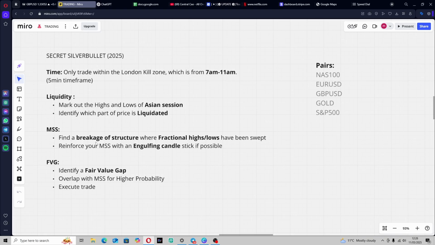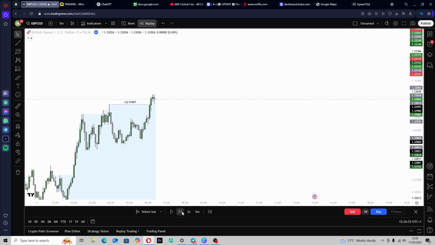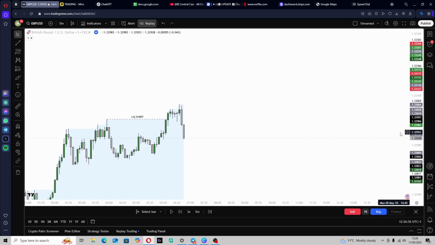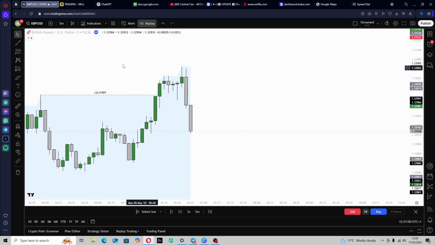We need to find a break of structure where fractal highs or fractal lows have completely been swept, and then we can reinforce our market structure shift with an engulfing candlestick if it's possible, right? So what I need to do now is play price forward until I get a market structure shift which also has an engulfing candlestick, okay? And that will be the perfect entry for me. And as you can see right there, we just got two big momentum candles going towards the downside, and this is the perfect indication for me, right?